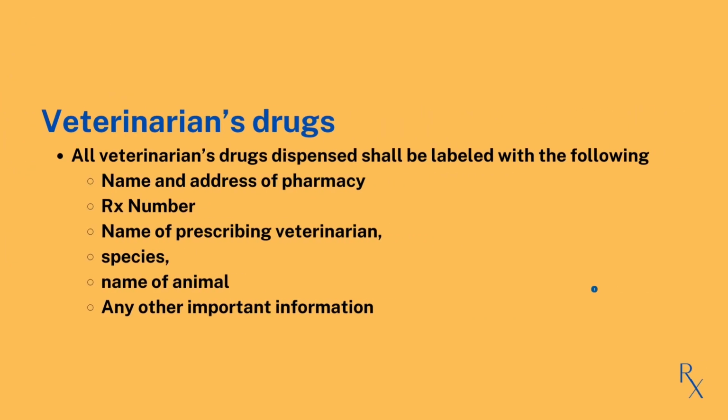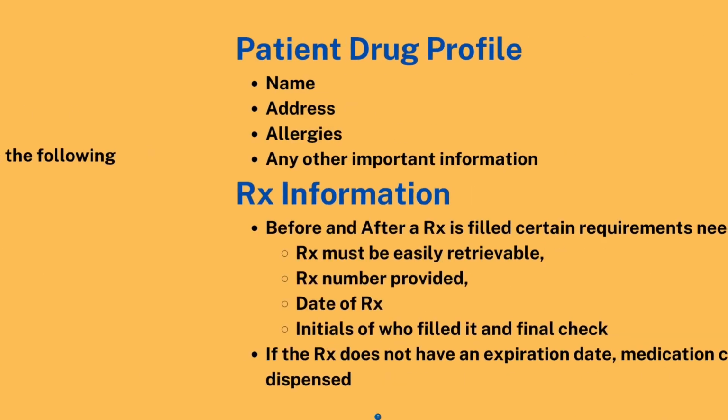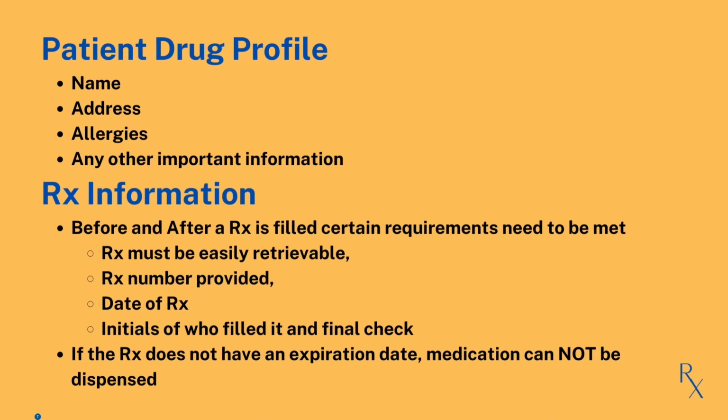Veterinarian drugs. All veterinarian drugs dispensed shall be labeled with the following: name and address of the pharmacy, RX number, name of prescribing veterinarian, the species, name of animal, and any other important information needed. Moving on to patient drug profiles. These include the patient's name, address, date of birth, allergies, and any other important information.